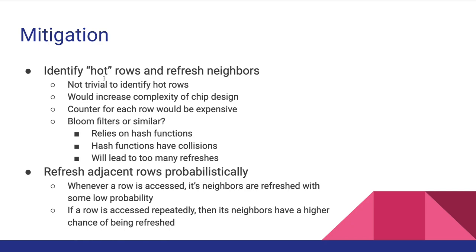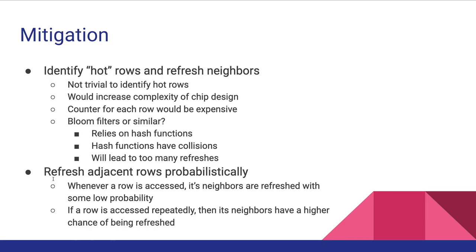Another suggestion from the paper authors is to try and identify rows that are being accessed constantly, and they're calling these hot rows, but this is not simple. It would greatly increase the complexity of the chip design because counters for each row would be very expensive. So one naive assumption is that if you could use Bloom filters or other similar bucketing and hashing algorithms, maybe you could reduce the number of counters. But because these algorithms rely on hash functions, they will inevitably result in some collisions. And hash collisions in this application are very expensive because if one row needs to be refreshed and its hash collides with other rows, those other rows will be needlessly refreshed, which is expensive.